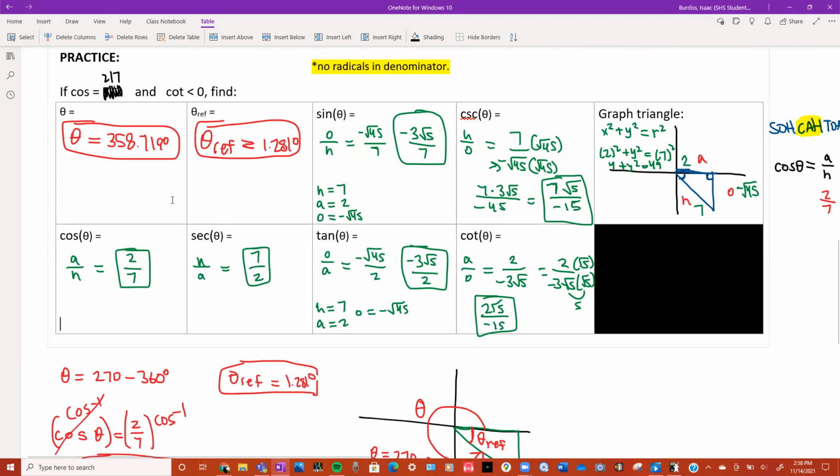That seemed like a lot, but it's really not. It seemed like it because I had to explain. Let me fix this in the cotangent. It's not very good handwriting. Remember that was 2 square root of 5 over negative 15.